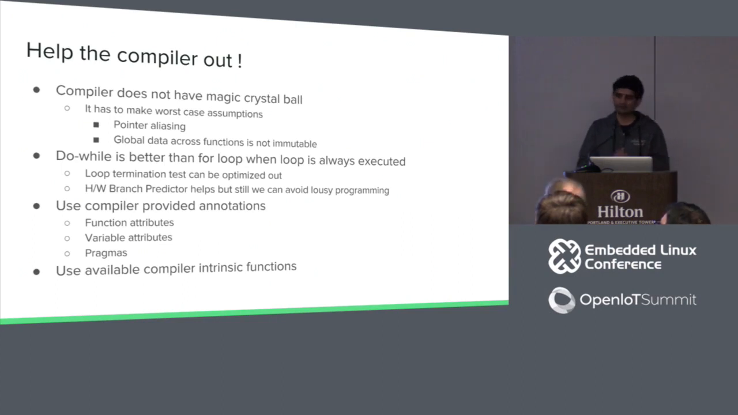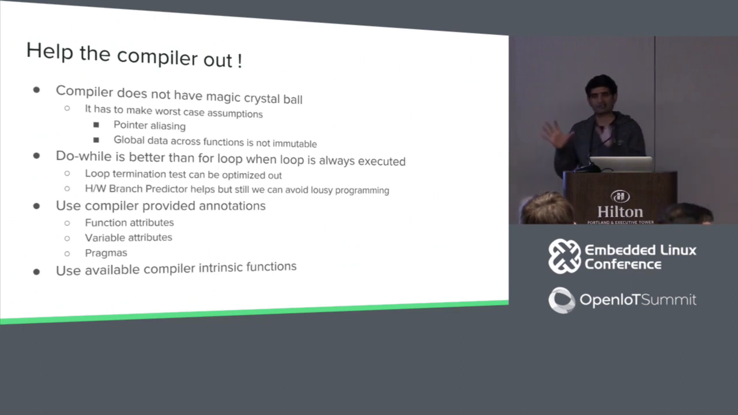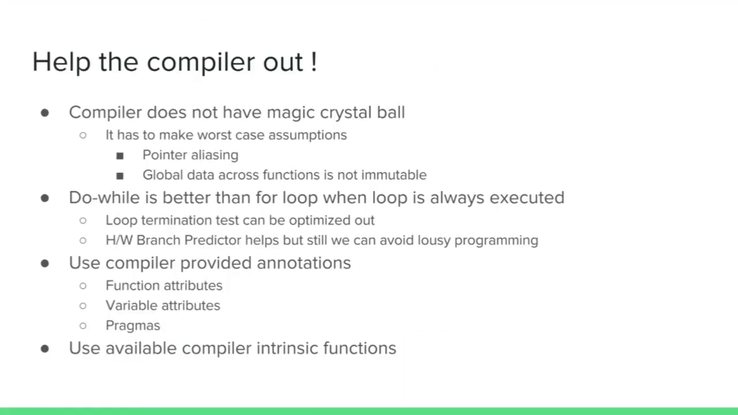Help the compiler out. Throughout this, I've been mentioning that it doesn't have a magic crystal ball, so it operates on what you give it. And it makes worst case assumptions, as we talked about. Pointer aliasing is one good example: if it sees there is a chance for pointers to alias, it will assume they will alias. So it's going to give you the worst case scenario and bad code there.